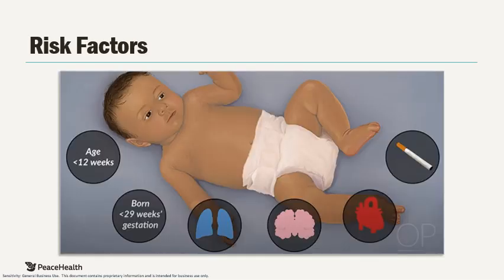Children at higher risk for severe disease include those less than 12 weeks of age at time of infection, those born before 29 weeks of gestation, and those with underlying chronic pulmonary, neurologic, or hemodynamically significant cardiac disease.